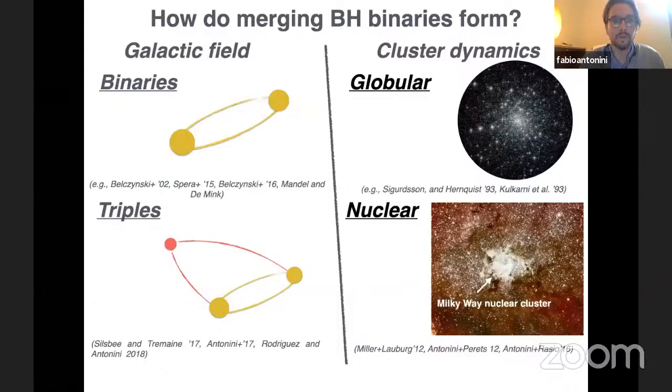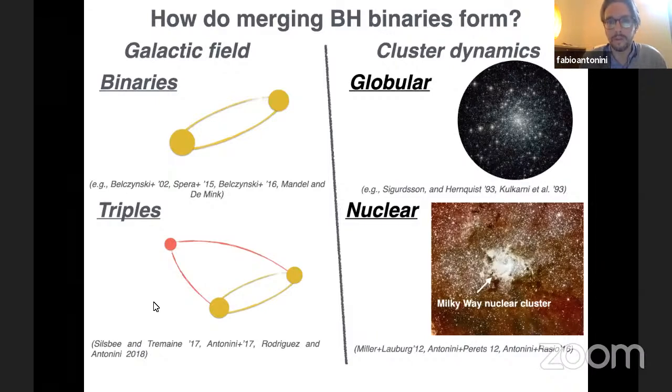And this includes binaries, so it will give us information about the evolution of massive binaries in the field of galaxies, or maybe the evolution of multiple star systems in the field. And one possibility that I will explore in this talk.